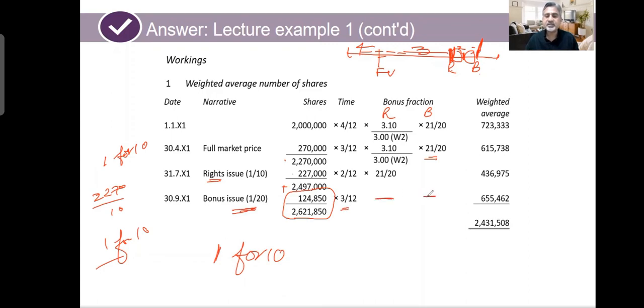So this is gone and this is also gone. You don't need to show these two now because the past period has been covered. This fraction I'm using only for the past. Past is gone now. I'm giving the bonus issue, I've already taken it before. Now it is for the future. So when you calculate this, you get 2431.